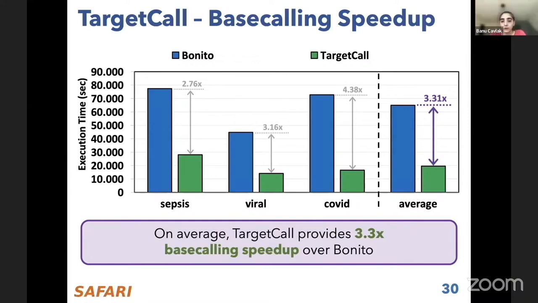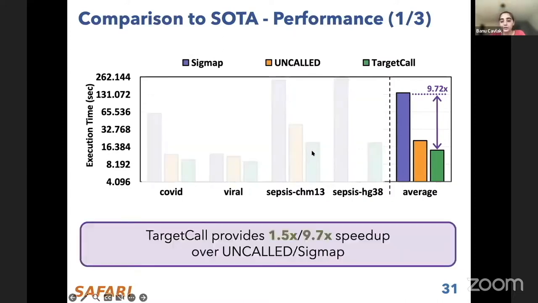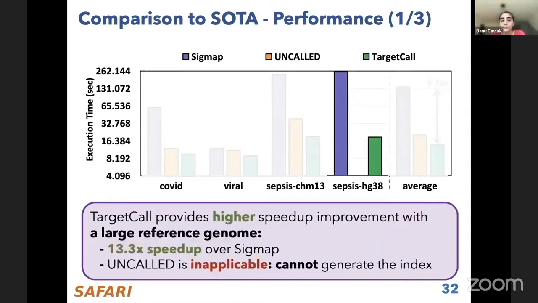And show that TargetCall is really beneficial for improving the base calling execution time. And when we compare TargetCall against state-of-the-art approaches in terms of its performance, again, all bars include both the execution time of each specific tool and the base calling time of the reads that pass by these individual filters. Our first conclusion is that TargetCall can provide up to 9.7x speedup over prior target sequencing approaches.